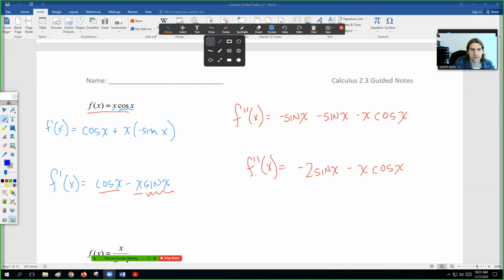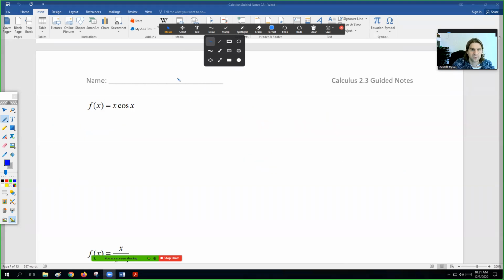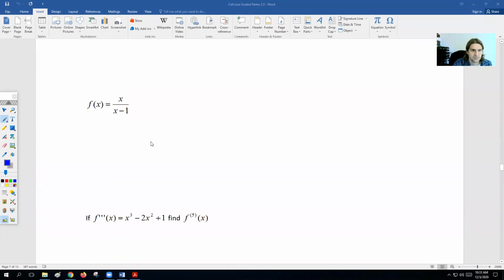Okay, keep this process going. Remember, you can pause the video at any time if you get confused or stuck. There we go. Let's draw this out. So, all right, we got low d high minus high d low. First derivative: low is x minus 1, d high is 1. Minus high is x, d low is also 1. That's kind of nice. All over low, x minus 1 squared.